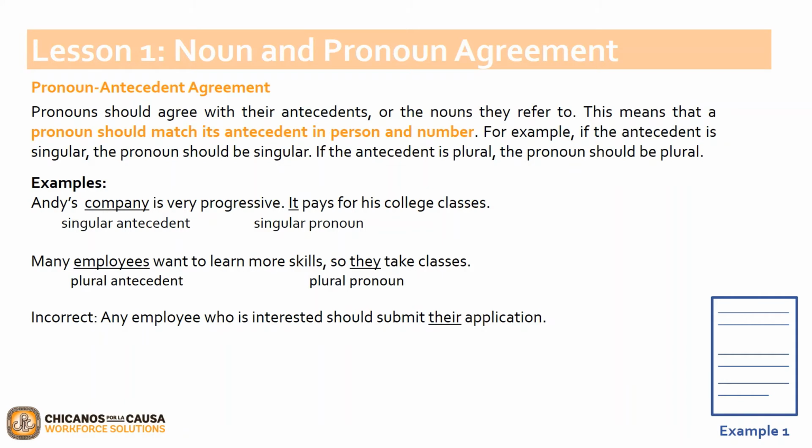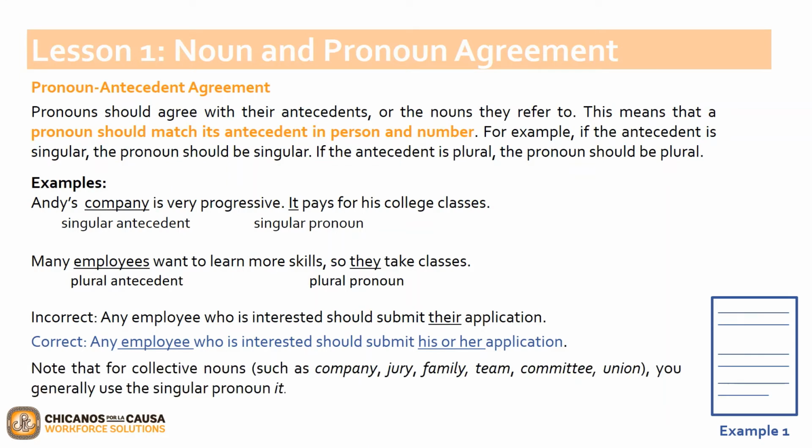Our other example is the following sentence that's incorrect, which says, "Any employee who is interested should submit their application." The correct way you would write this sentence would be, "Any employee who is interested should submit his or her application." Note that for collective nouns, such as company, jury, family, team, committee, union, you generally use the singular pronoun it.